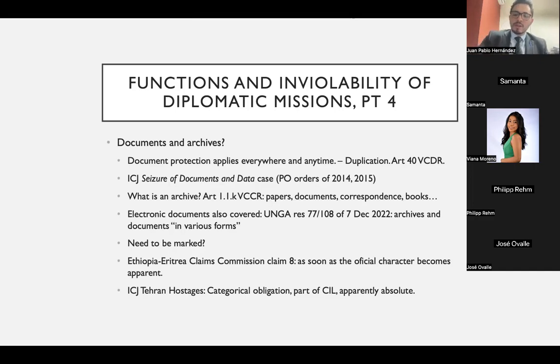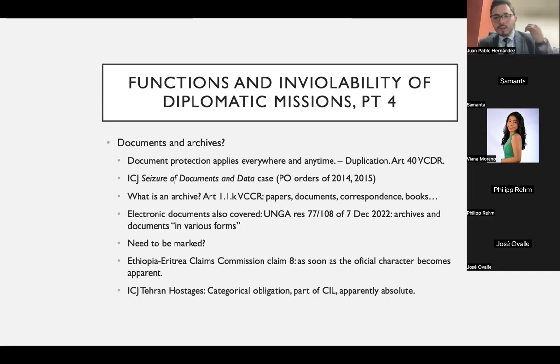And so this was answered by the Ethiopia-Eritrea Claims Commission regarding claim number 8, which concerned the protection of official documents. And according to the Claims Commission, the standard to be set in individual cases is that the state is obligated to return the documents and to protect them from outside interference, from outside disclosure and outside publication, as well as from the prying eyes of third parties, as soon as the official character of the document becomes apparent.